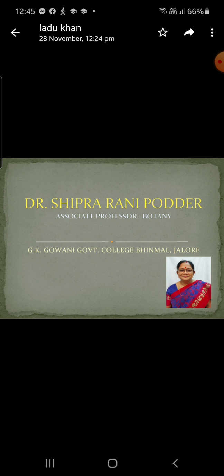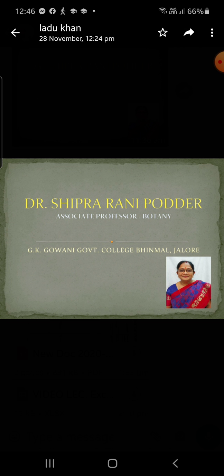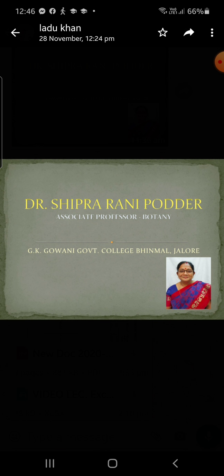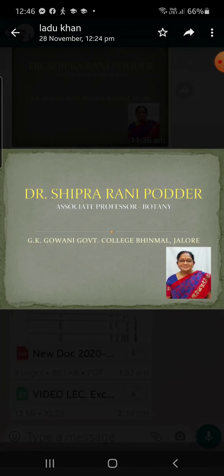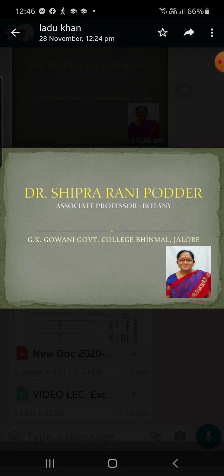If the sex organs are formed in the same plant or in the same thallus, then it is known as monoecious. If they are formed on different thalli, then they are known as dioecious.